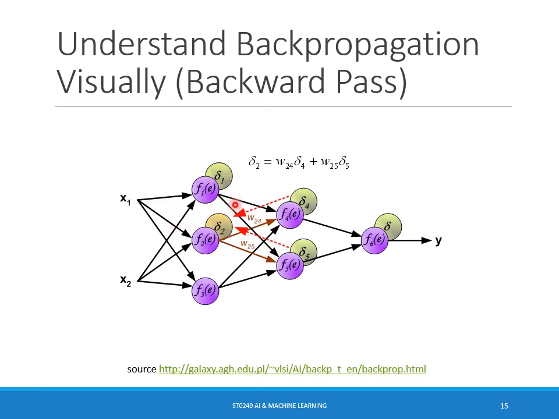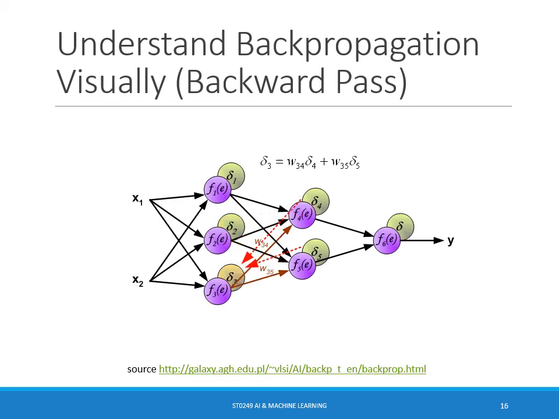Similarly, for this neuron, we get the error from these two neurons, and then we propagate it according to the proportion determined by the weights from this neuron to the next neurons. And finally, for this neuron, again it is the weighted sum of the error in the next layer's neurons, back propagated with the proportion determined by the weight of the connection between this neuron and the next layer.